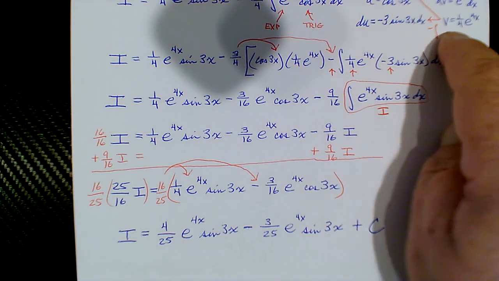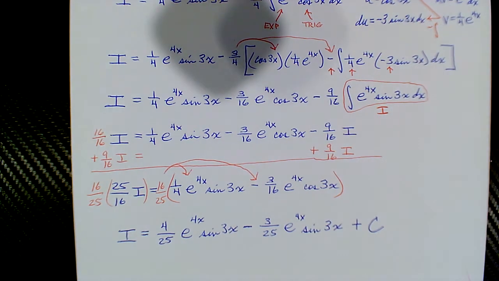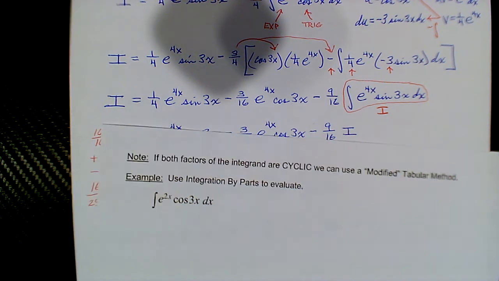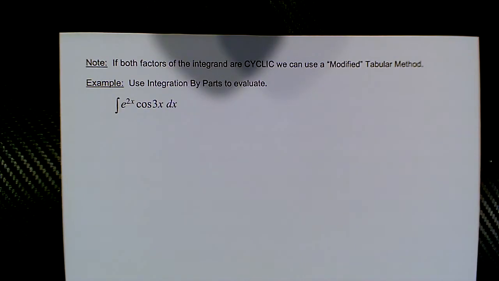Recognize that it's the special case. Both factors are cyclic: the exponential is cyclic, and the trig function is cyclic as well. So now we know that the original integral is going to come back to us after iteration of the formula. And so, like we did in the last example, I'm going to call this integral I.